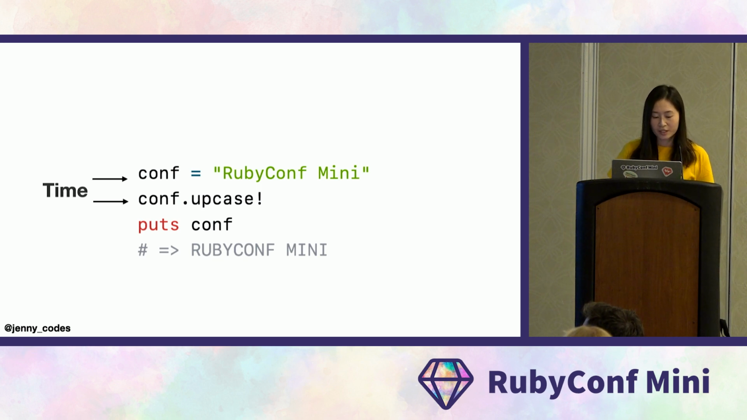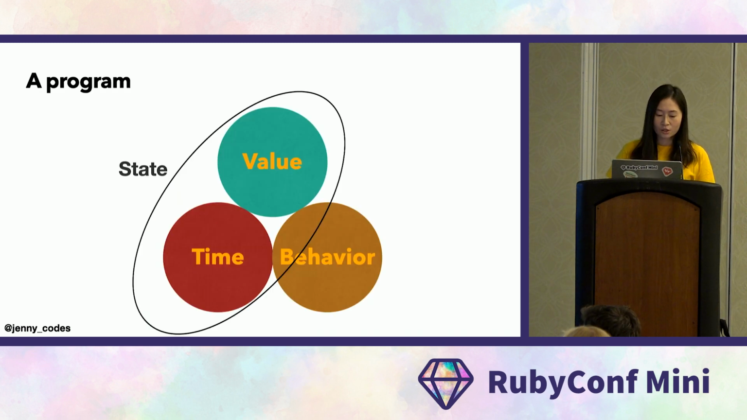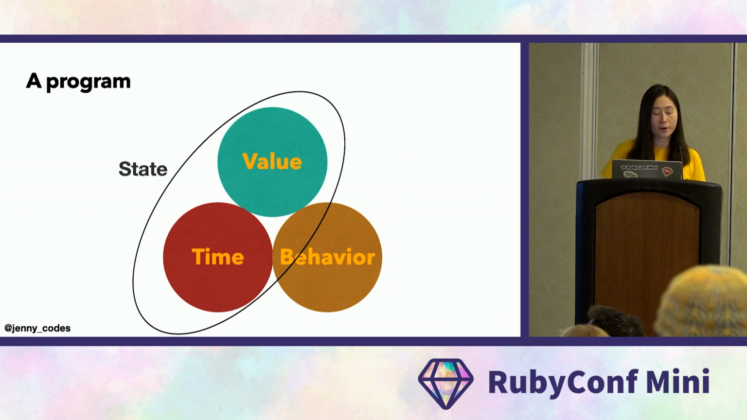Another example, this time we assign RubyConf Mini to this variable conf, and later change it by upcasing it. And we see time. So somewhere between line 2 and 3, some bytes in some machine switched in, and in this case, it's my machine. And the value of this variable conf is no longer the same. To understand more of what time is, because I understand maybe it's a bit vague, more abstract than the other 2, we can think about state, which, if we're breaking down, is the value of an identity that we hold on to in a given period of time.